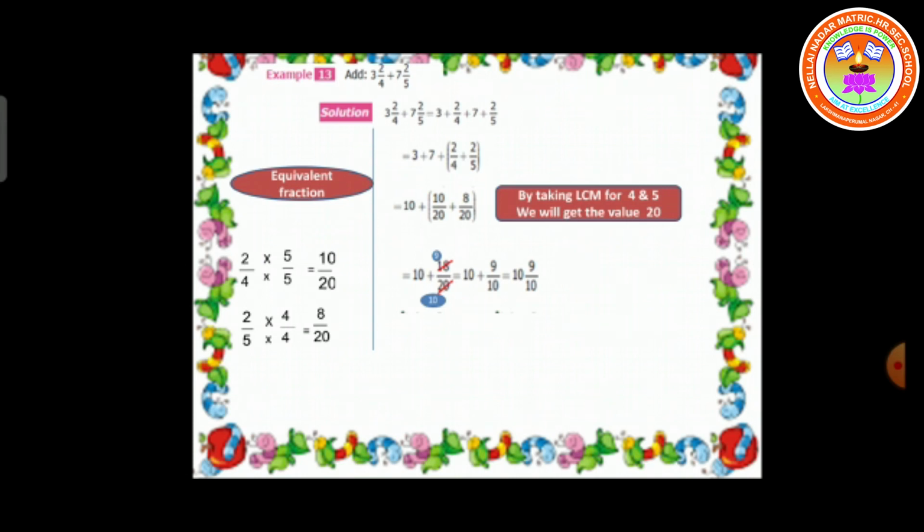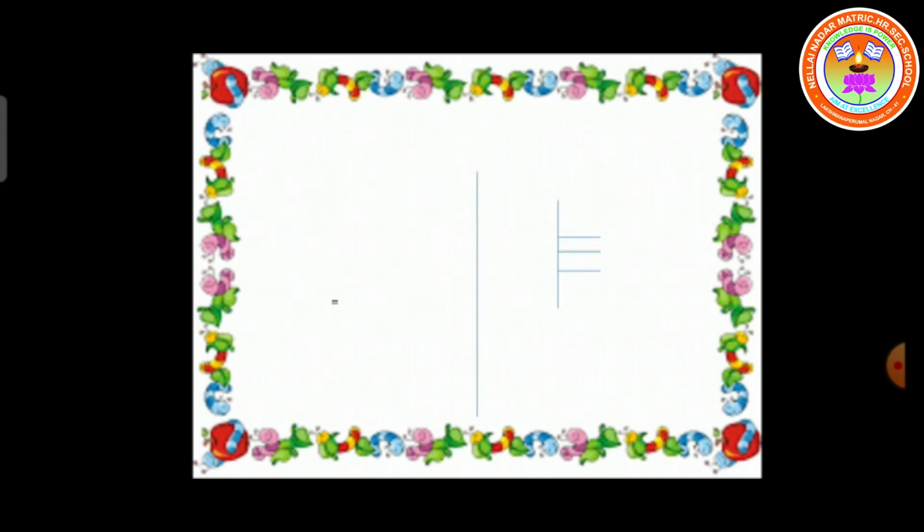Now I can add. So 10 plus 8 is 18 and 20 we take as the common denominator. Now 18 by 20 is cancelled out with the 2 table, so I am getting 9 by 10. So 9 by 10 is the answer.